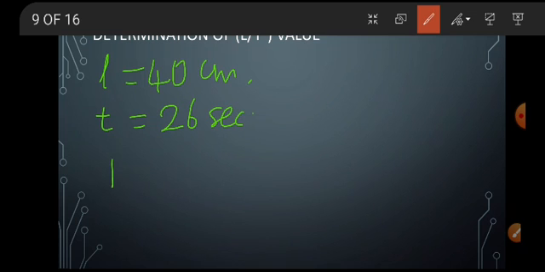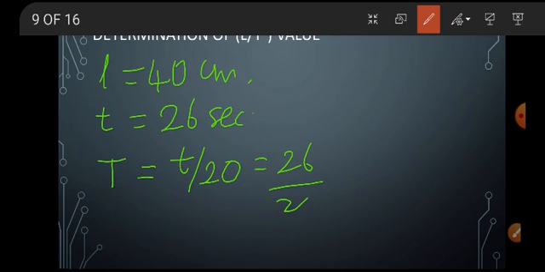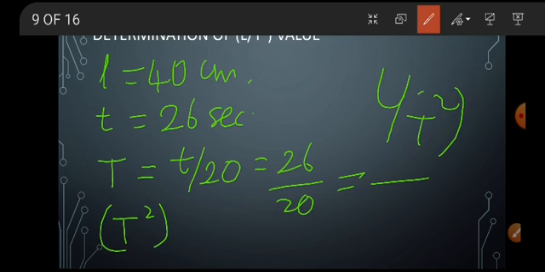Now you have to calculate the time period. Time period equals small t by 20. So 26 by 20, you will get some value, right? So 1 point something. Now you have to square this, T square. You need the L by T square value, that's why you have to square this value. By squaring this value, you will get the T square value. You know the L values.